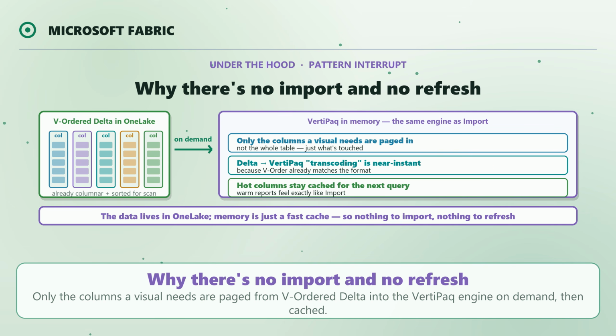When a visual runs, DirectLake pages only the columns that visual actually needs into memory, not the whole table, just what gets touched. And because the on-disk V-Order format already matches the in-memory format, converting it, what's called transcoding, is near instant. Those hot columns then stay cached. So the next query is even faster, and a warm report feels exactly like import. Put it together, the data lives in OneLake, and memory is just a fast cache on top of it. That's why there's nothing to import and nothing to refresh. The model is always looking at the current files. Now let's line all three modes up side by side.